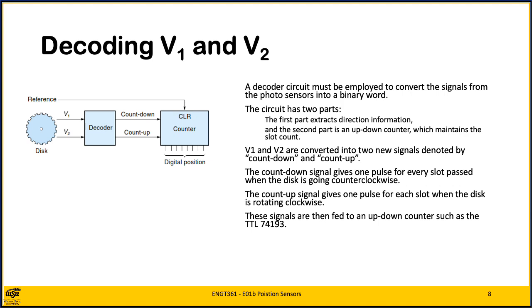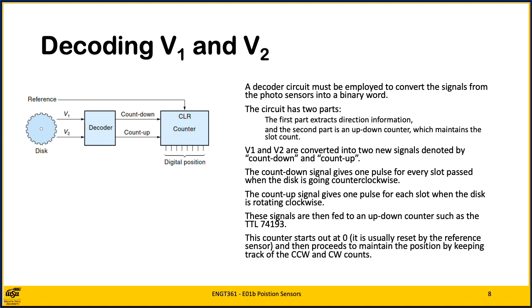These signals are then fed to an up-down counter, such as the TTL 74193. This counter starts out at 0, and it is usually reset by the reference sensor, and then proceeds to maintain the position by keeping track of the counterclockwise and clockwise counts.